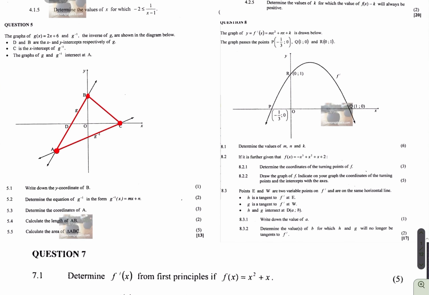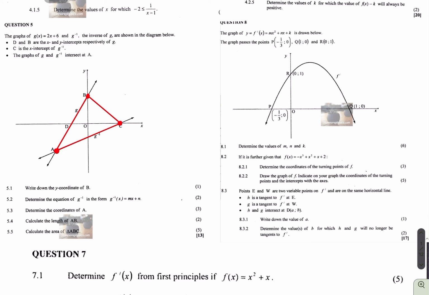Yeah, we've been here for some time, guys. Let's work out the last question. That is question 8. They say to you that the graph of y equals f prime of x equals mx squared plus nx plus k is drawn. The graph passes through the points P, which is negative 1 over 3 and 0, and Q is 1 and 0, and R is 0 and 1.